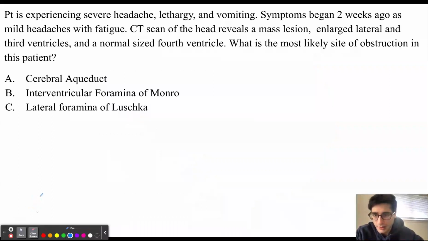Now, the answer is going to be the cerebral aqueduct. It won't be the interventricular foramen of Monroe because if it was that, then we would only see an enlargement of the lateral ventricle. We won't see an enlargement of the third ventricle. It's not going to be the foramina of Luschka because if it was the foramina of Luschka, then we would also see an enlargement in the fourth ventricle.